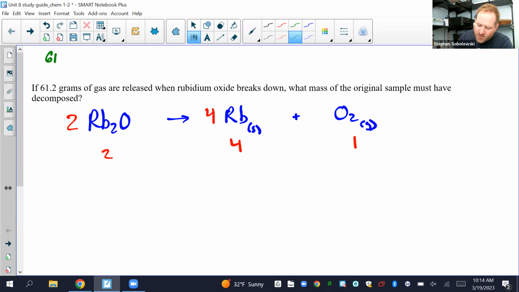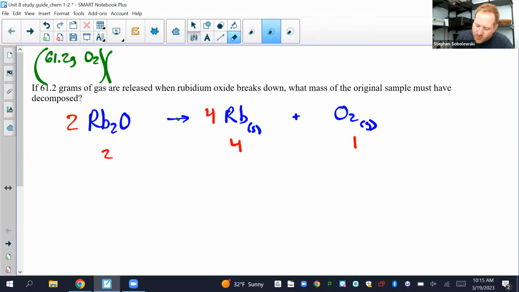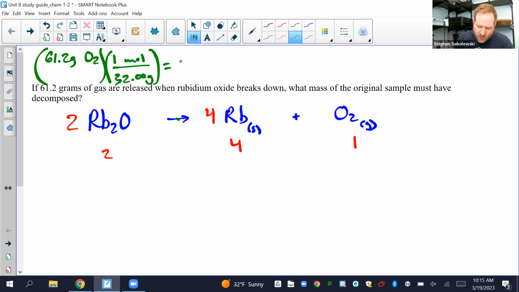So let's turn 61.2 grams of O2 into moles. Remember, oxygen is 16.00, but oxygen gas, O2, is 32.00. So times 1 mole over 32.00 grams. It's a molar mass of 2 oxygens. 61.2 over 32 gives us 1.91 moles of O2. So I'm going to put that right under my O2, 1.91 moles. And what are we looking for here? What mass of the original sample must have decomposed? So my X goes right here.